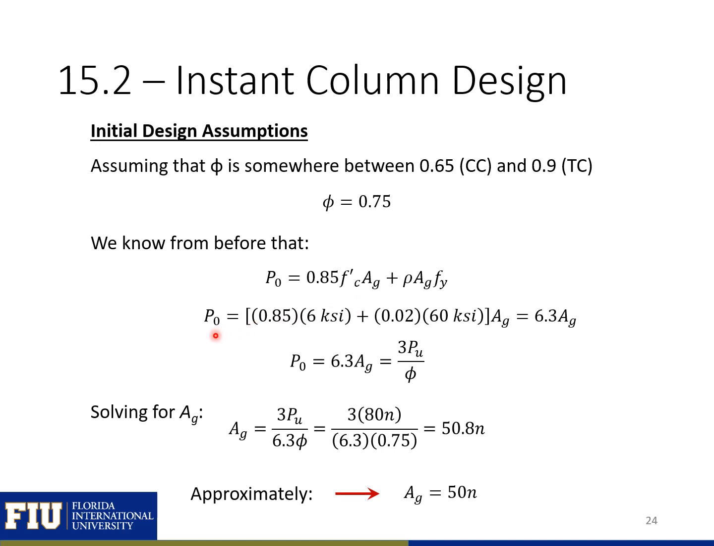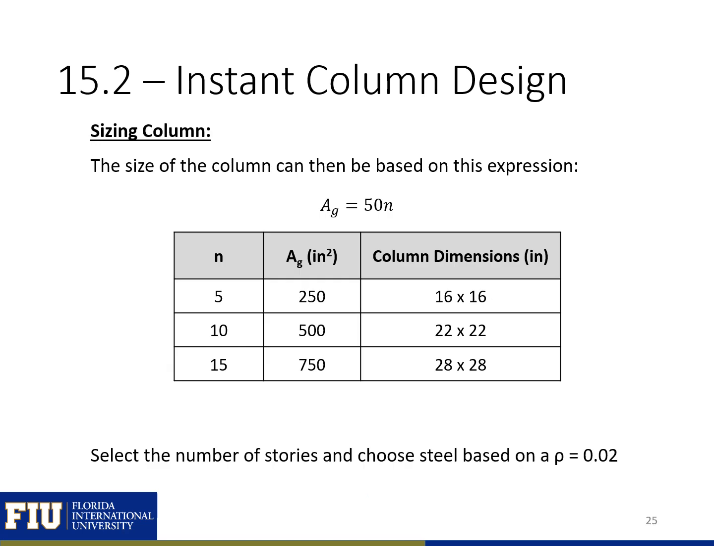So then we'll have a P naught, plugging in our concrete strength and our yield strength for our steel. We'll get a P naught equal to 6.3 times our gross area. And we can solve then for our gross area by setting our P naught equal to the 3P sub U over phi. And we'll get a gross area of 50.8 times n, which is about equal to 50 times n, where n is the number of stories. The size of our column then can be based on that expression.